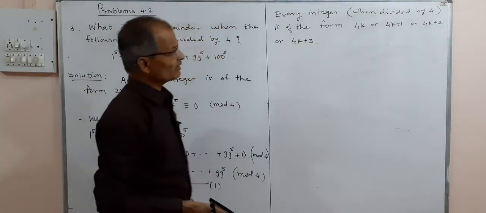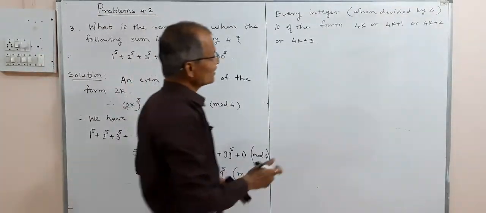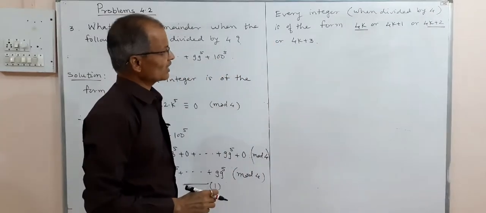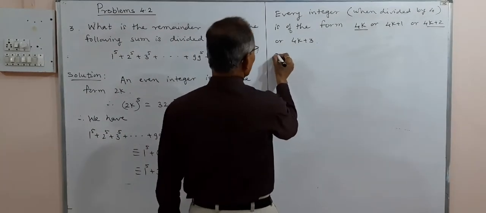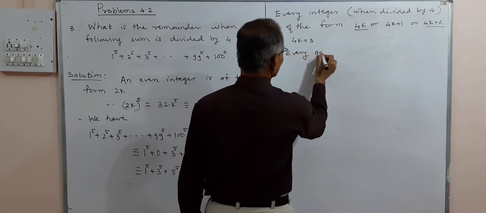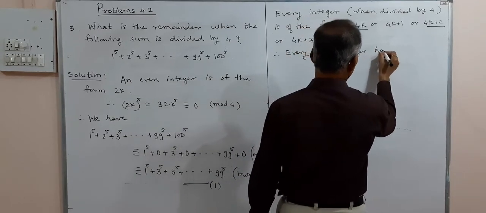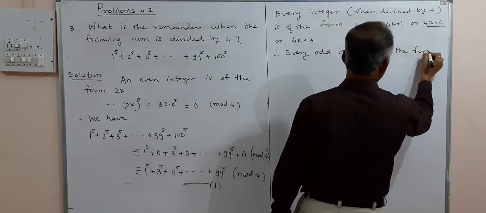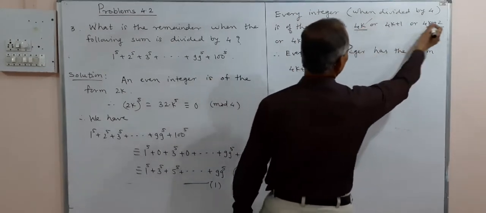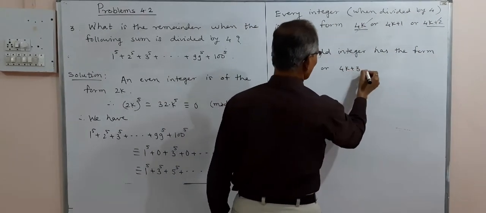And the case of even we have considered earlier here. Now what is remaining is odd. Now you see 4k and 4k plus 2 are even, so we shall delete these and consider the odd. Therefore every odd integer has only two forms: 4k plus 1 or 4k plus 3.